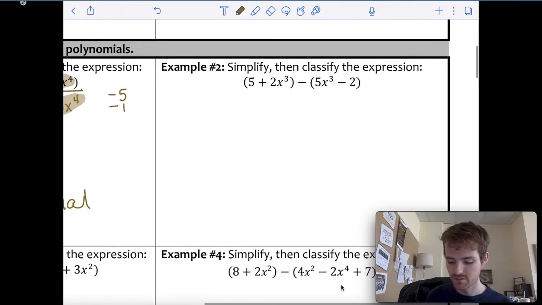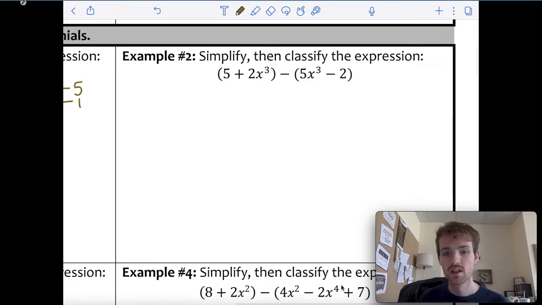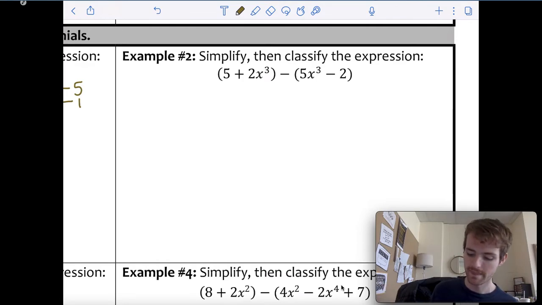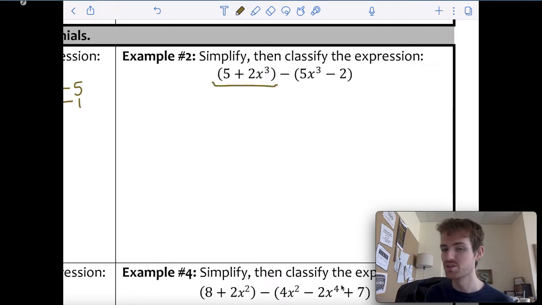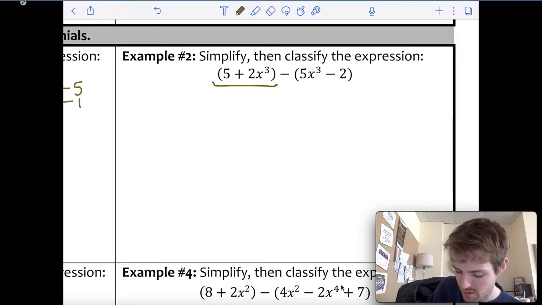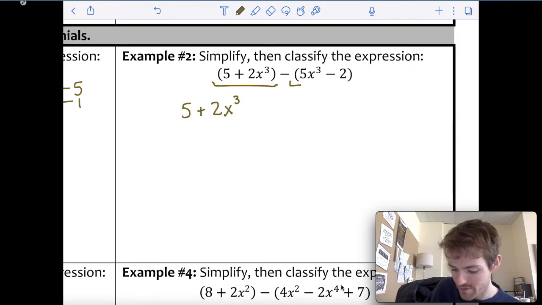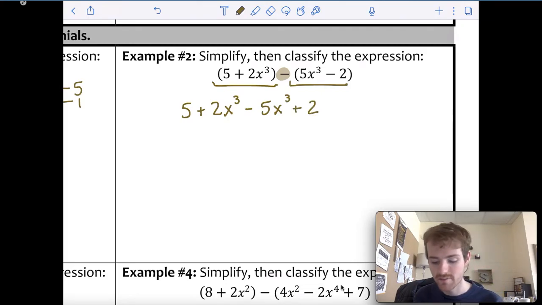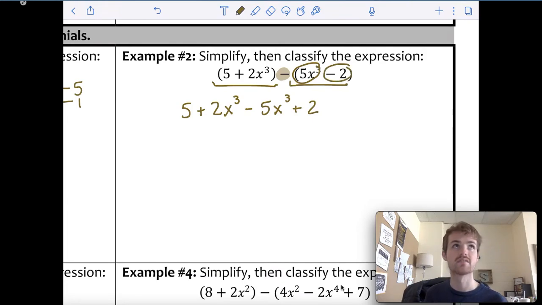Example 2, same deal. Look at those parentheses, ask yourself, is there anything that I need to do to change them? Well, this first one, there's no distribution, no exponents. I'm good to go. The second one, I have that negative. So I need to flip the signs. That positive 5x becomes negative. This negative 2 becomes positive.